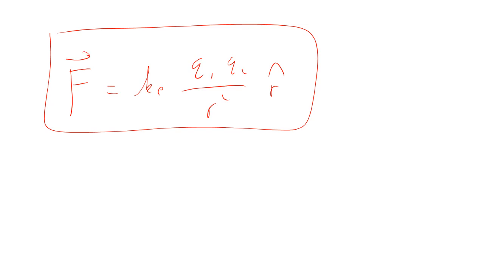In vector form, this is going to be K sub E, Q1, Q2 over r squared, r hat, where r hat is a unit vector pointed away from wherever your origin is. You put your origin either at Q1 or Q2, so it points away from there. If both of these are the same sign, it's pointing away, so it's repelling. If one's positive and one's negative, you get a negative vector, which means pointing back towards one another, and so that's an attractive force. That's the vector format of this.